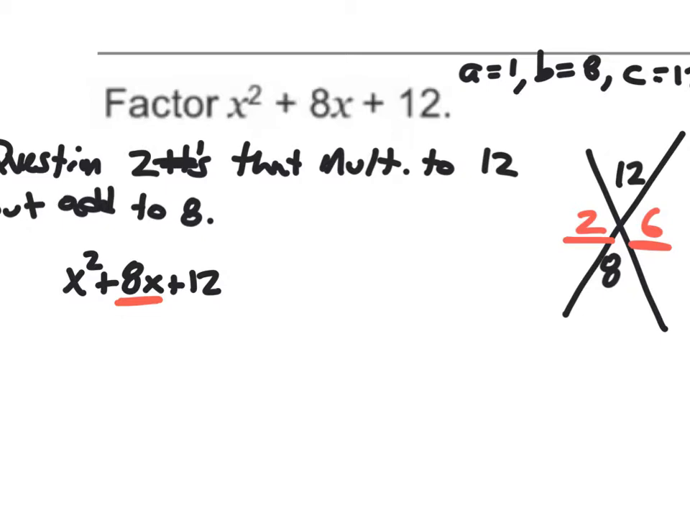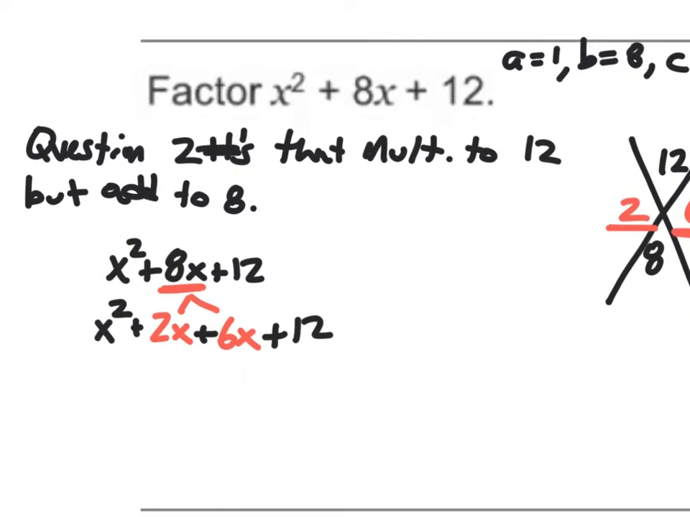And so what I'll do here is this is just going to give me x squared plus 2x plus 6x, and then add 12 to that. So I'm really just taking 8x and splitting it up into those 2 terms. Now what I can do is factor by grouping, which is what we did in the last section. So I'm going to take this and group it. And in this quantity here, x squared plus 2x, I can factor out a common x. And I'm left with x plus 2.